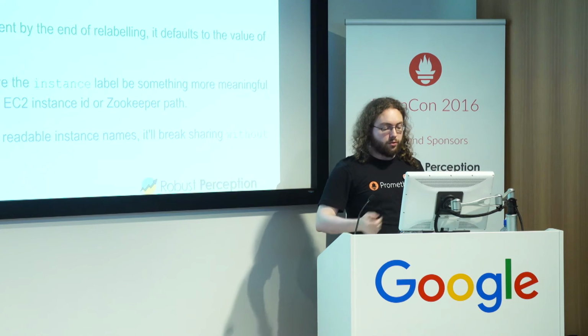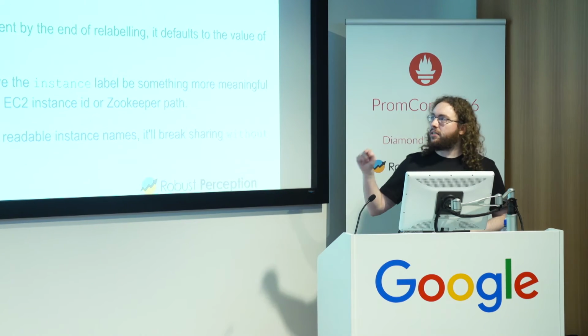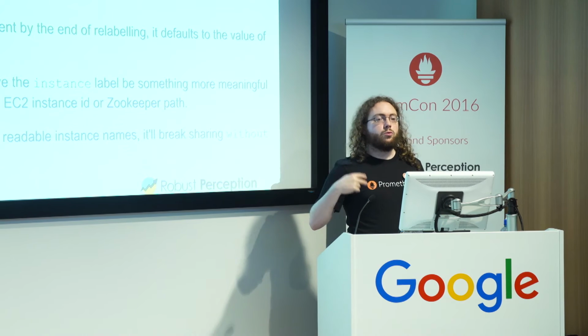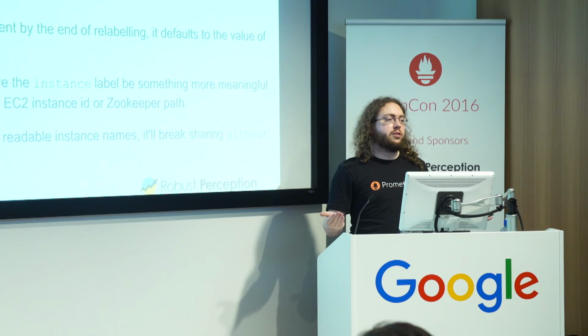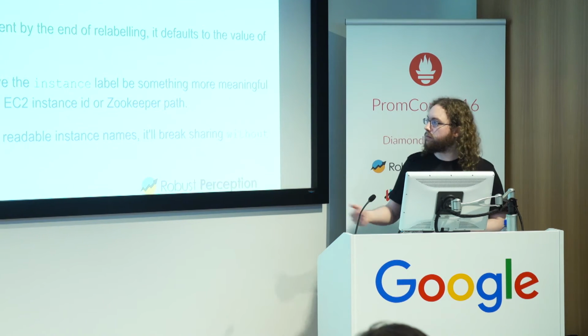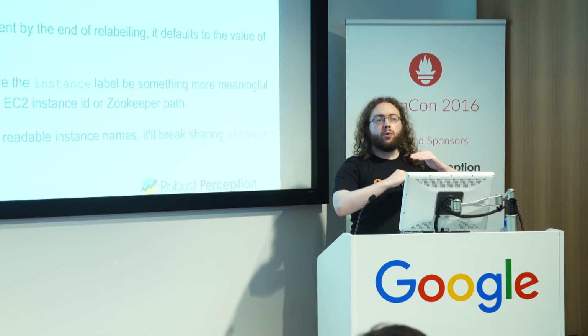If no instance label is present at the end, because instance is one of the special two labels, the other is job, which we always want to try and set, we'll just default it to the value of address. So this is why your instance label normally ends up as a host port. But because there's this separation between address and instance, you can actually have them as different things.